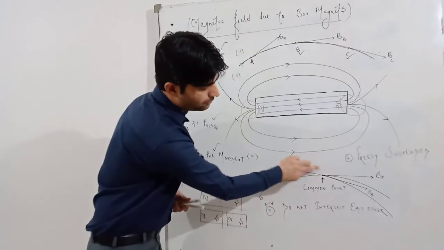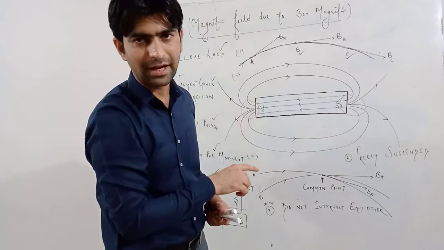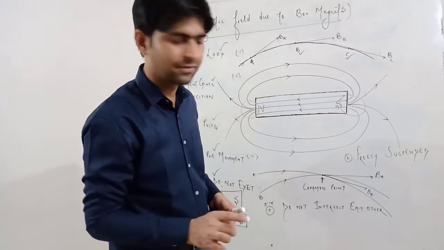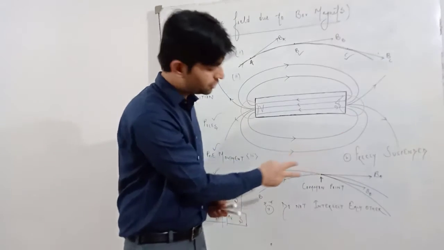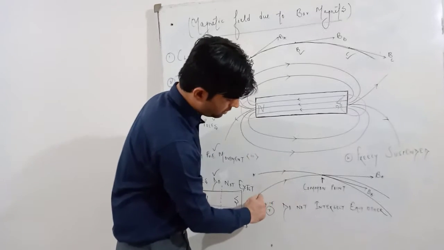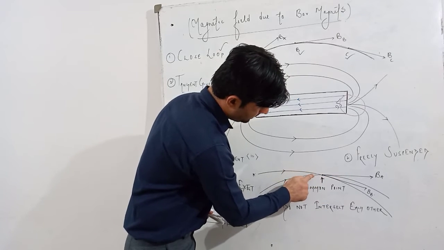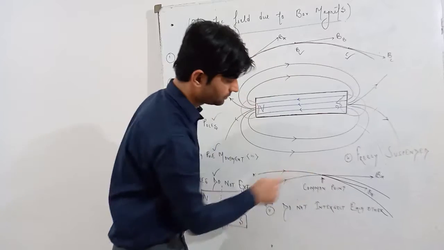Now at a common point, as we have seen, if we draw a tangent at a particular point, we will get the direction of the magnetic field. At a common point of intersection, two tangents are possible because two curves are there. If you draw a tangent for curve B, it will be like this, and for curve A it will be like this.